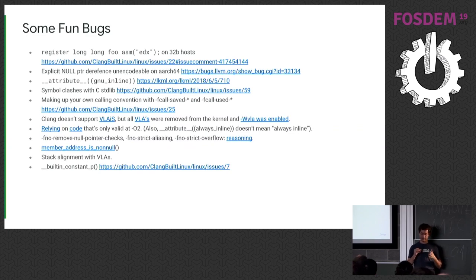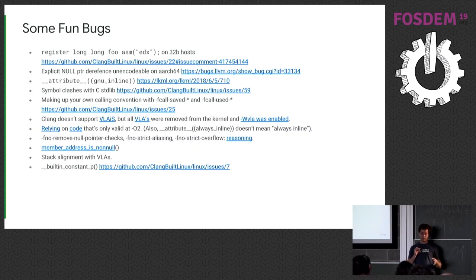GNU inline is, if someone asks you what are the semantic differences between C89 and C99, like how extern inline works, that's one. The kernel makes use of this. I wrote the documentation on this and have the patch in the kernel for this. I'm not really proud of it, but that's something you can go look up if you're interested.